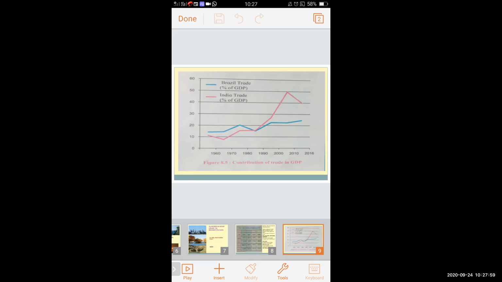First, we have seen from 1960, Brazil is more and India is less. But from 1990, we can see that India is increasing and Brazil is decreasing. In 2000 also, we can see there is a rapid growth of India. India's trade is increasing and Brazil is low. In 2010 also we can see the same condition. The blue line indicating Brazil is down and the pink line which shows India's trade is up.